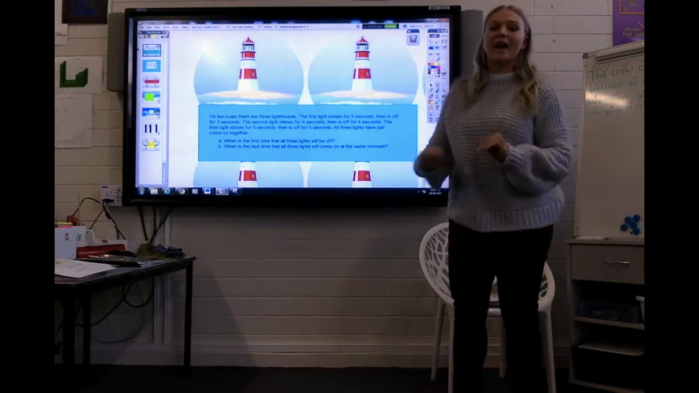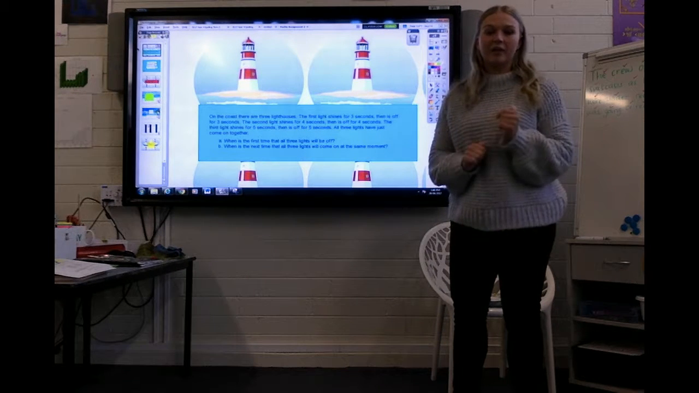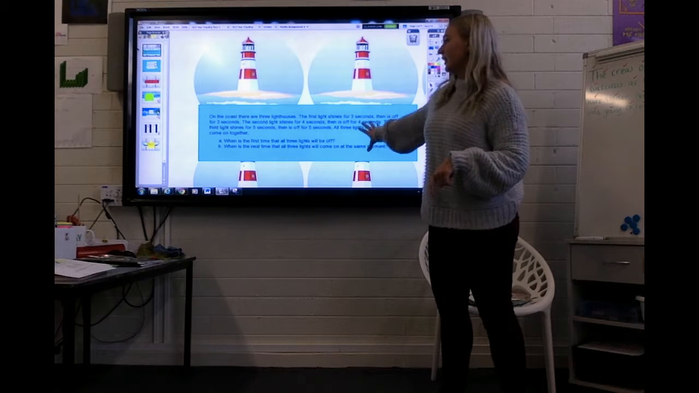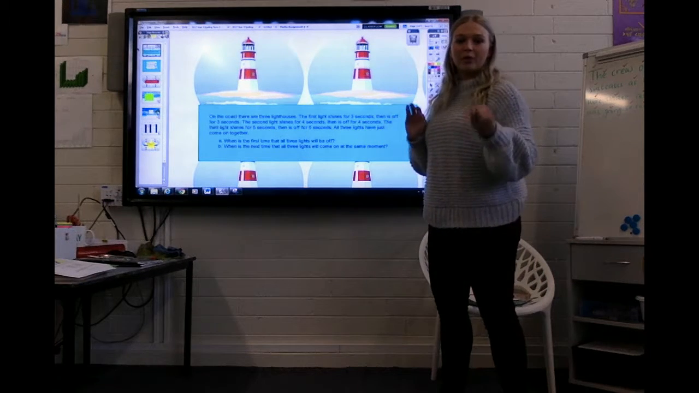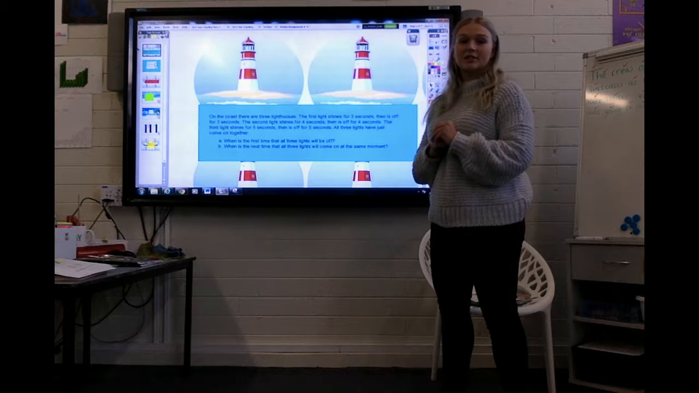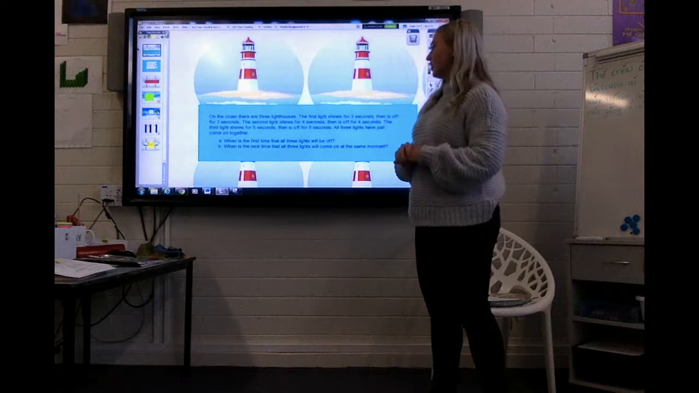Today we will be looking at a particular maths word problem and going through the explanation, carrying out a plan and finding the solution for this problem. So this problem consists of finding two different answers. We'll be going through how to figure out those two answers and we'll be applying Polya's solution to find those two answers. So the question is, on the coast there are three lighthouses.